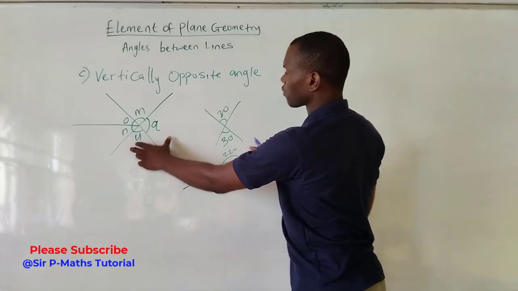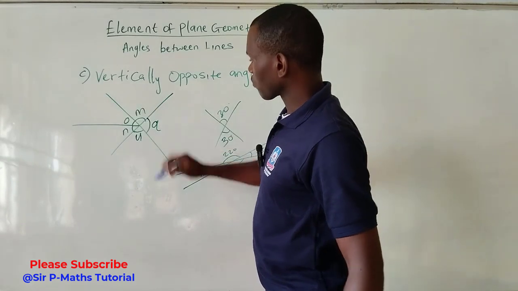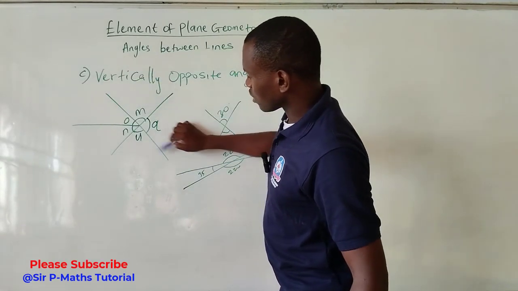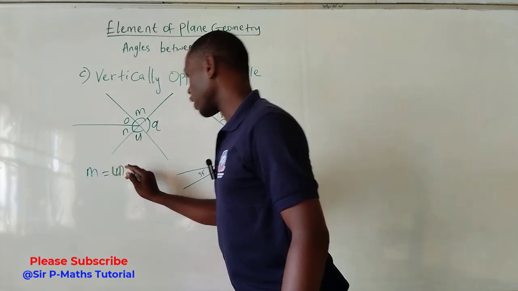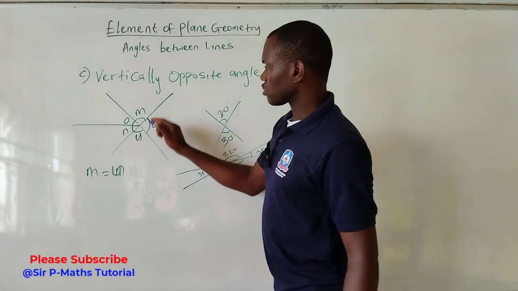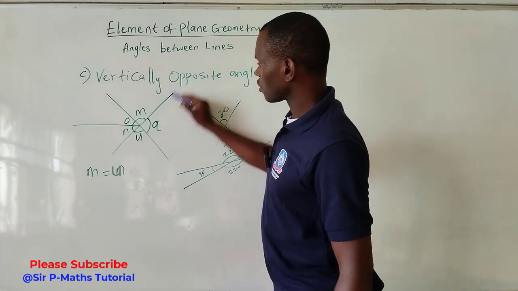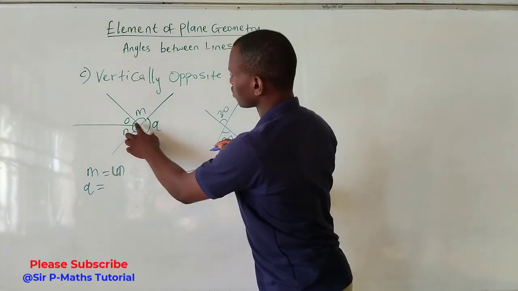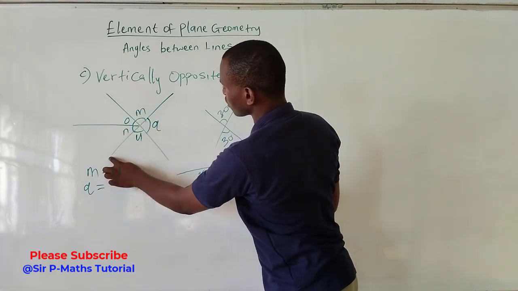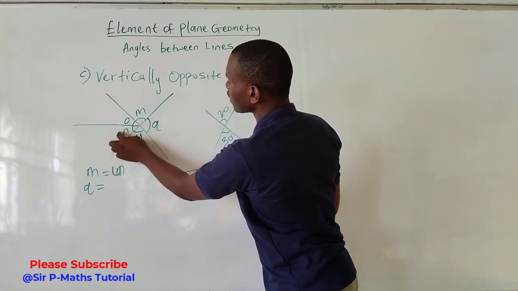All right, so let's come here. Considering this angle now, considering this line, you agree with me that M must be equal to U. Now, considering the same line, look at A. A will be equal to the angle formed here, which is M, N, and O.